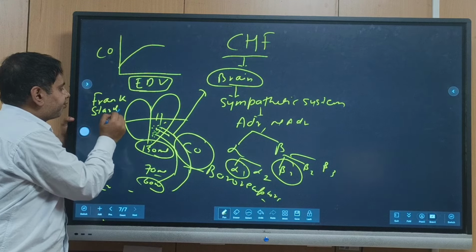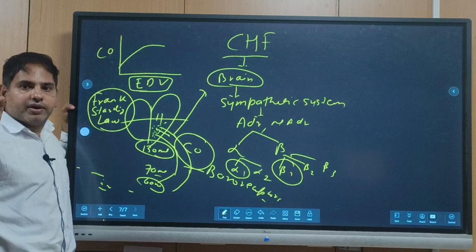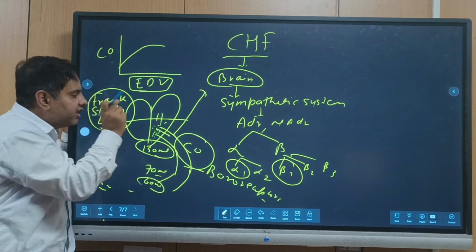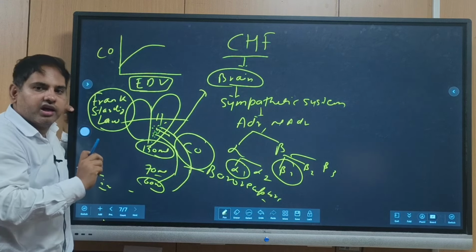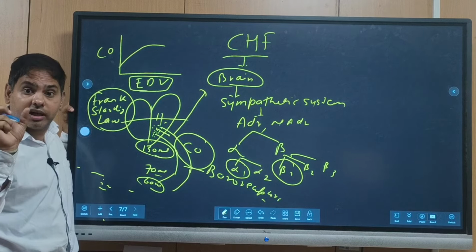Frank-Starling law. So what is Frank-Starling law? Frank-Starling law states that within physiological limit, if you are increasing the volume in the ventricle, it will result in an increase in cardiac output. But within physiological limit, within limit.